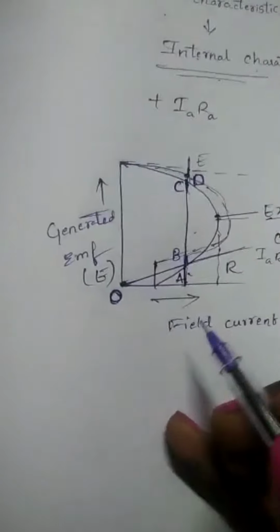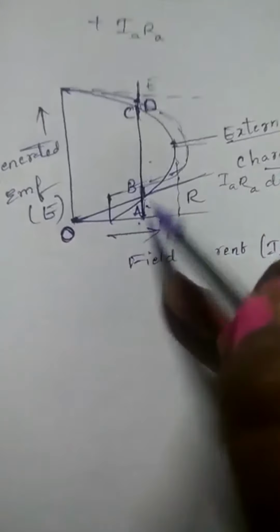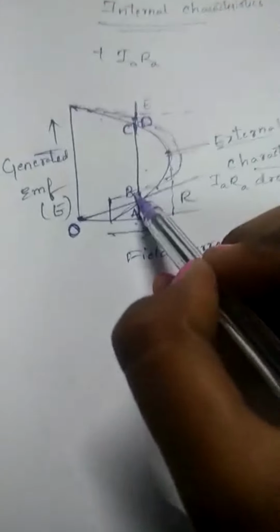This is the point started with O. This is the R, and this dotted curve represents the internal characteristics obtained from the external characteristics. Similarly, by adding different armature resistance drops for the various points of the external curve, we will get this internal characteristic from the external characteristic curve.